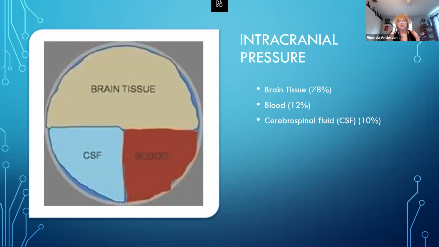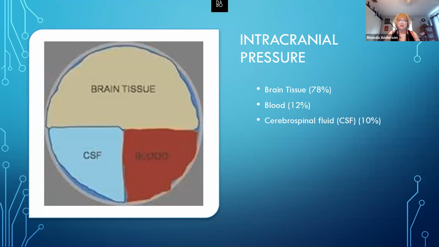So intracranial pressure is based on the 3 types of tissue that are contained within the skull. 78% of that's going to be your neurons, your brain tissue itself. 12% is the blood within the brain circulation, and the cerebrospinal fluid, or CSF, makes up about 10%.